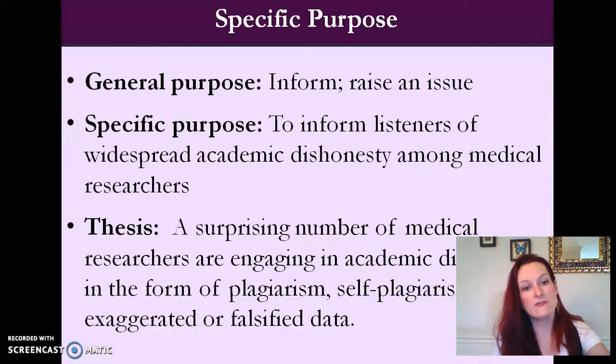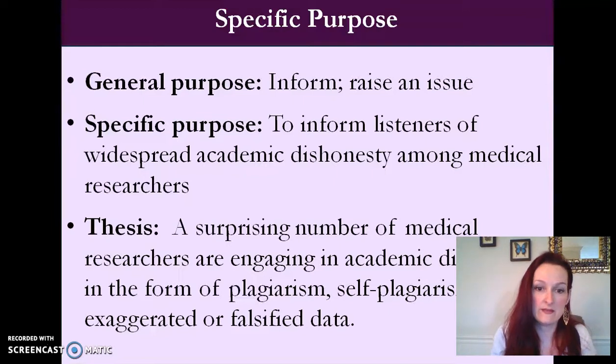So you see how with every step we're getting more and more specific, and this works just as well for writing projects as well as presentations in terms of coming up with a good purpose statement. It's like peeling an onion, we're getting more and more specific, deeper and deeper.